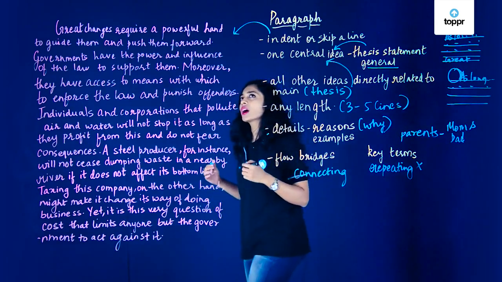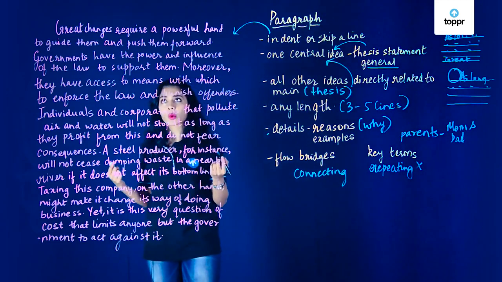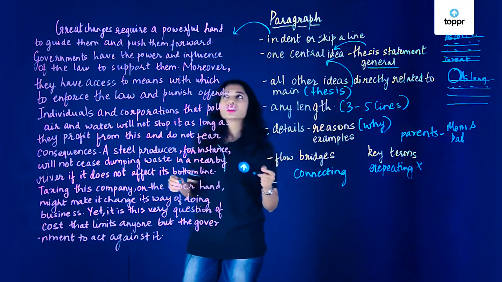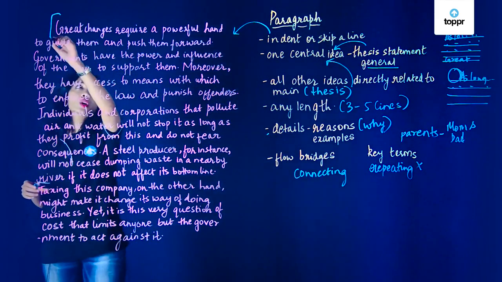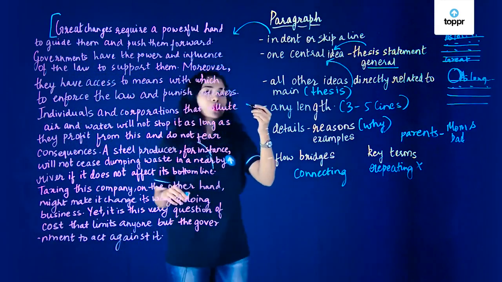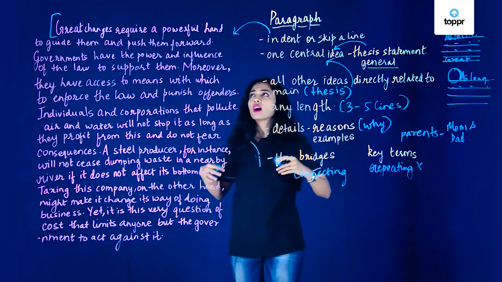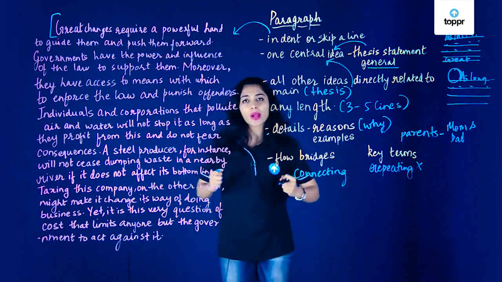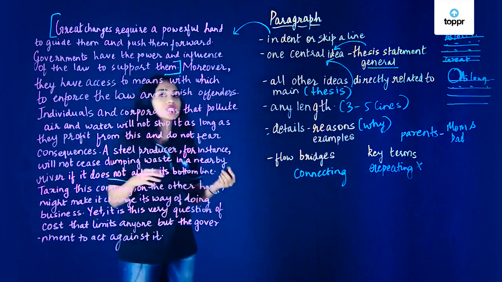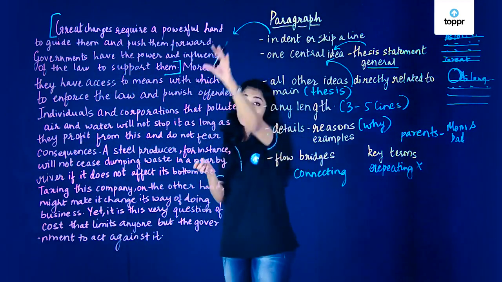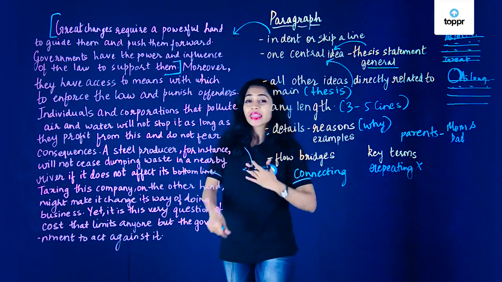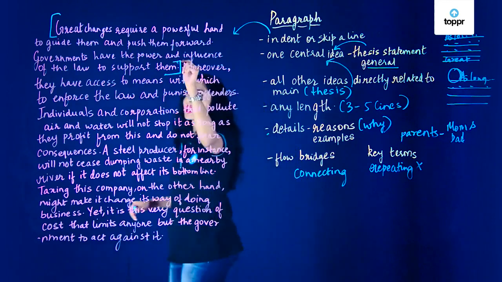So great changes require a powerful hand to guide them and push them forward. Governments have the power and influence of the law to support them. So this first part here, first, great changes require a powerful hand to guide them and push them forward. This is our thesis statement really. This is what we are trying to say, that for a change to happen, we need great power, and we connect it to government. So this is really our thesis, our central idea. The central idea of this passage is that great changes require great power and they can be provided by the government. So this is the central idea.